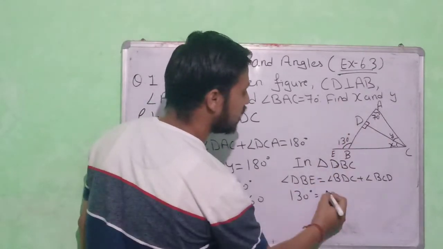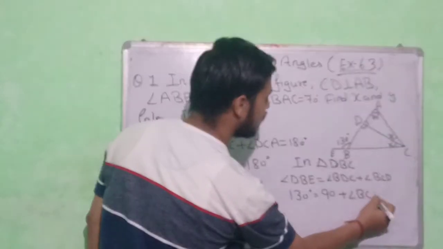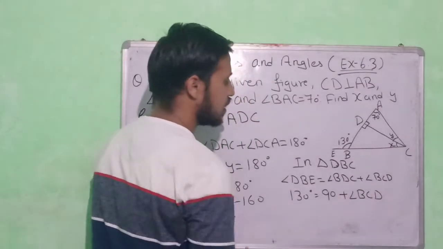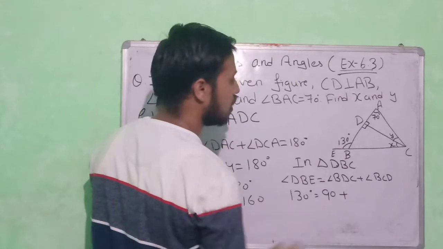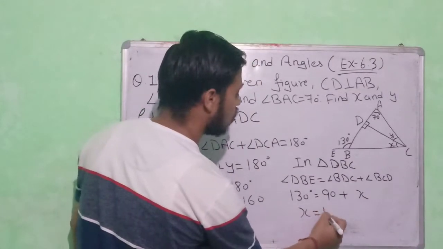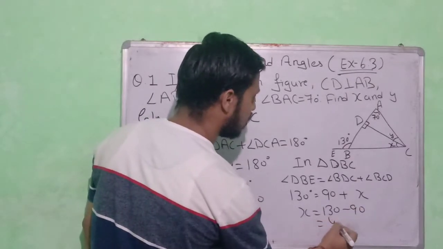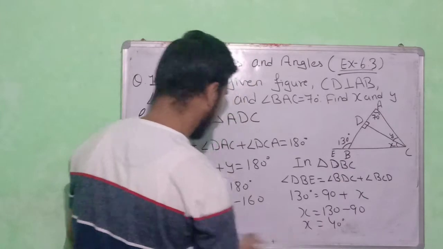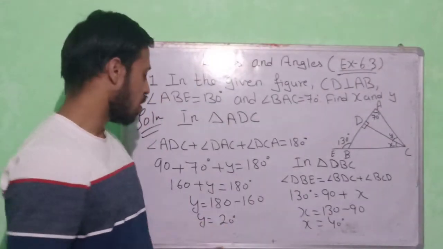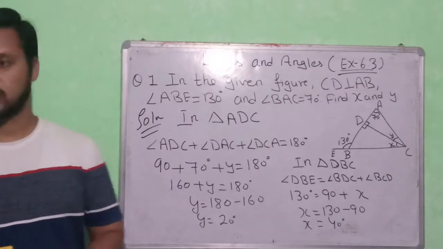BDC, as you can see, 90 degrees is given to us, and angle BCD we can take as x. Now x equals 130 minus 90. We will get 40 degrees. We have found the value of x and y. Clear? Now, after this we will do the second question.